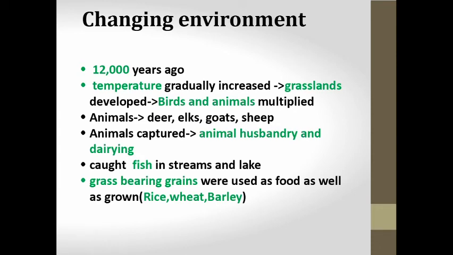What they did is, they domesticated some animals. They captured some animals and started domesticating them. Because of this, animal husbandry and dairying started. They even caught fish in streams and lakes and used them as food. Since a large amount of grass bearing grains was developing, they were used as food. And they even started growing them, so slowly agriculture also started, like rice, wheat, barley, etc.